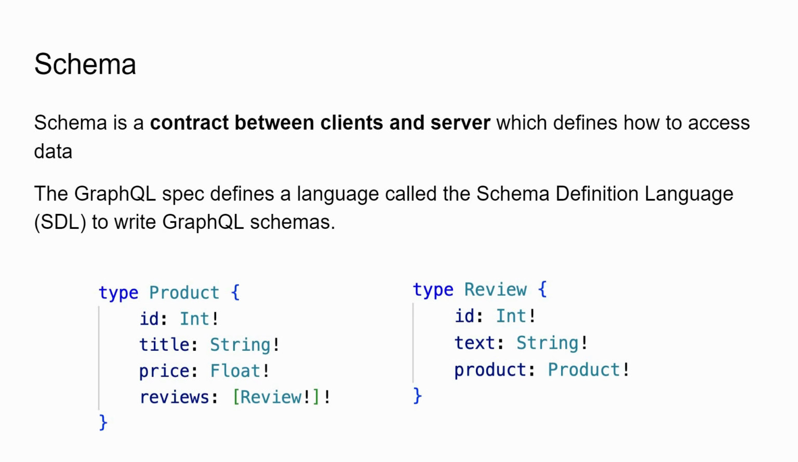Also, we can define custom types in this schema that may represent our data models. Here we've got a product and a review type that contain a set of fields, such as ID, title, price, and a text. Each of these fields may be a scalar type or another object or arrays. Here we define that a product may have an array of reviews, while a review is connected to one product. This builds a relation between these types.